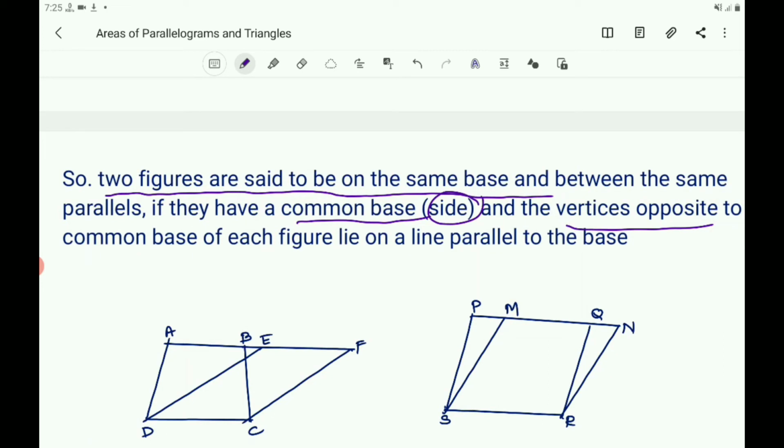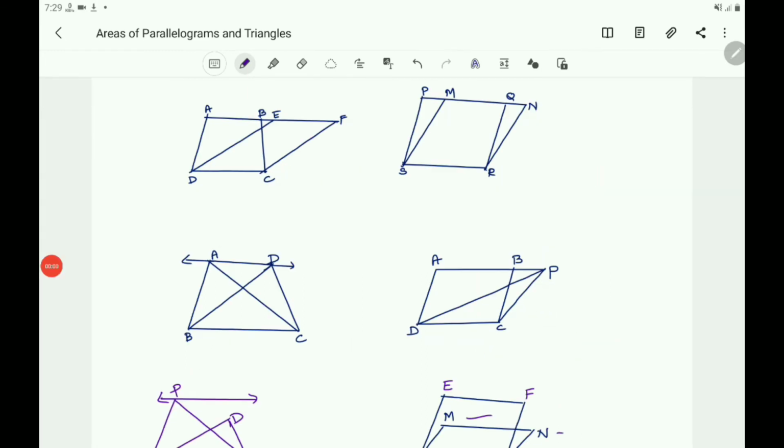Keeping in view the above statement, you cannot say that triangles are on the same base and between the same parallels if any one of the vertices does not lie on the line parallel to the base. Observe here, in all these four situations, the figures are on the same base and between the same parallels, as they are on the same base and the vertices opposite to the base are on the line parallel to the base. The vertices of both the figures are on the same line which is parallel to the base.